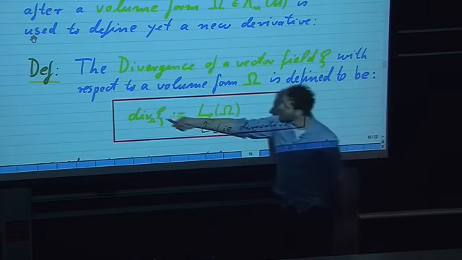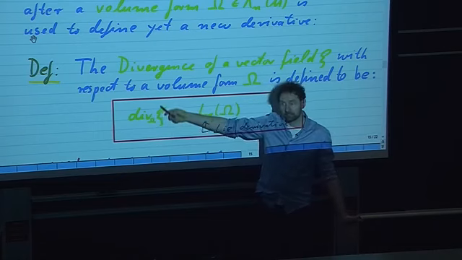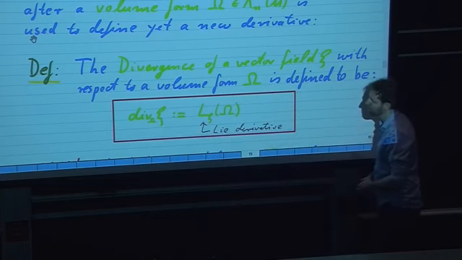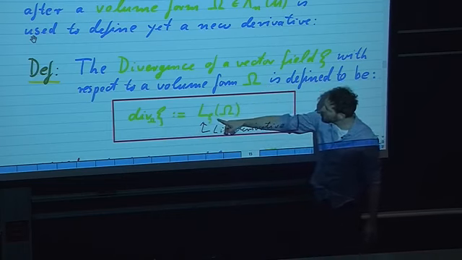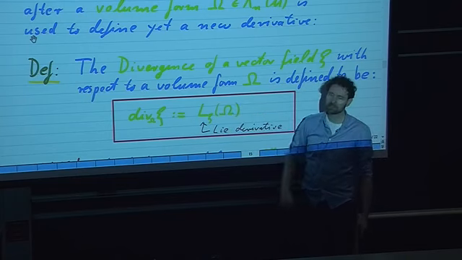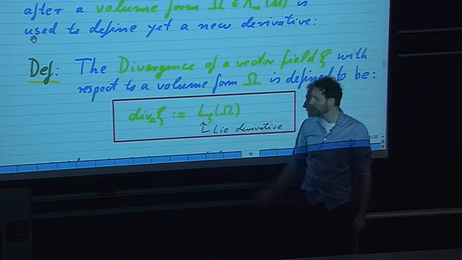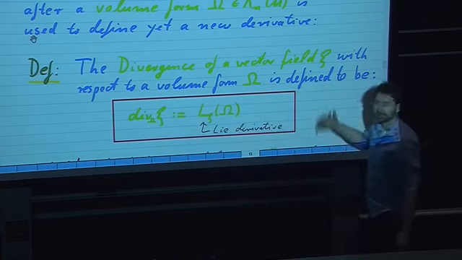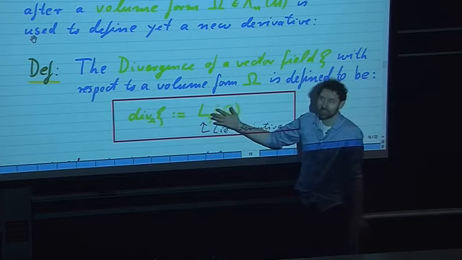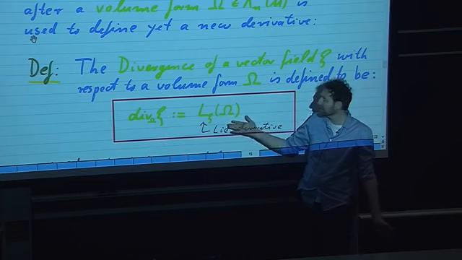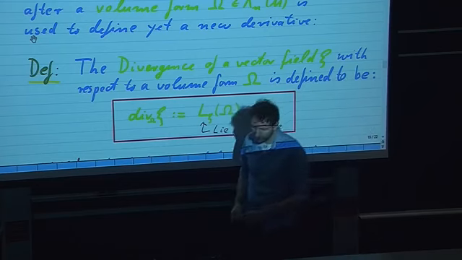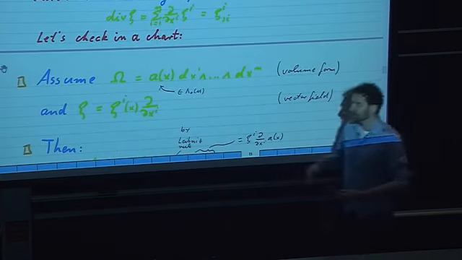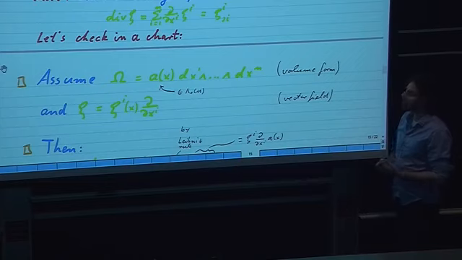Then the divergence of a tangent vector field psi, with respect to a volume form omega, is given by the Lie derivative of the volume form in the direction of the vector field psi. It's not obvious why that would have anything to do with divergence, but let's test it out. Clearly, it's something canonical, right? You've only introduced canonical things. It doesn't refer to any coordinate system in particular. So mathematically speaking, it's canonical. General relativistically speaking, it's covariant.